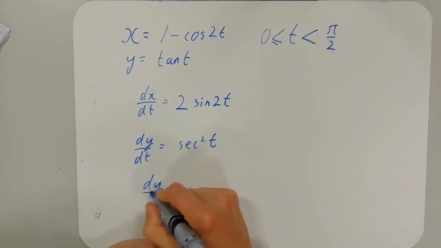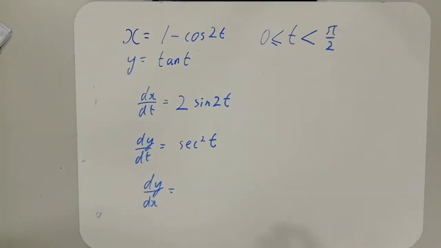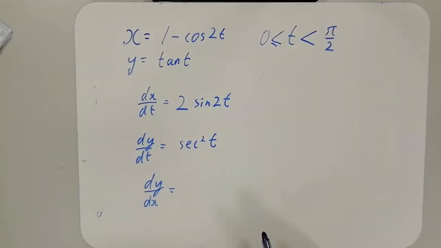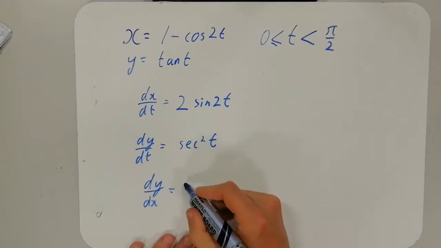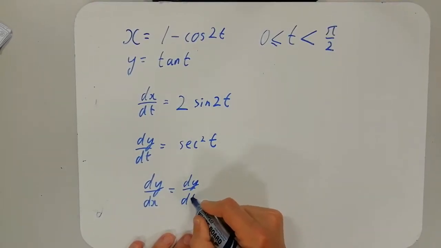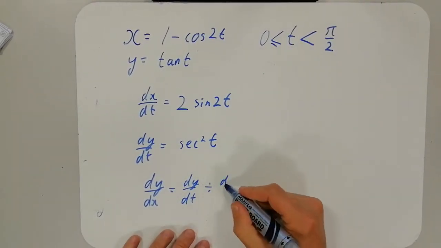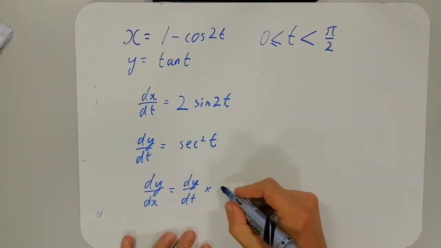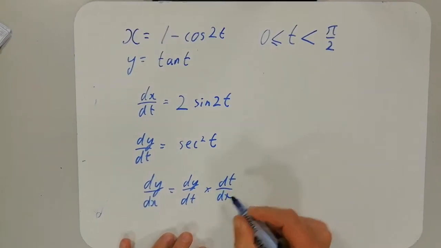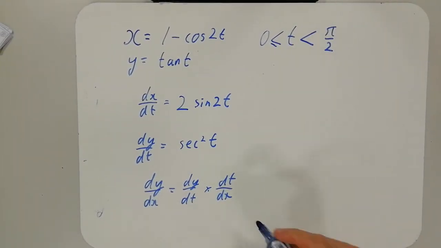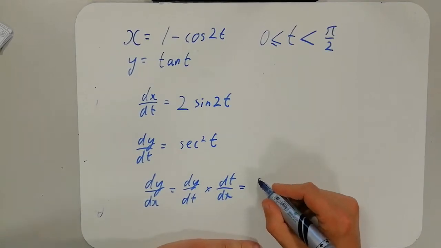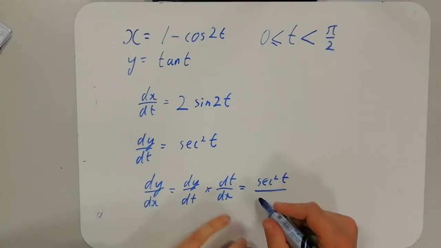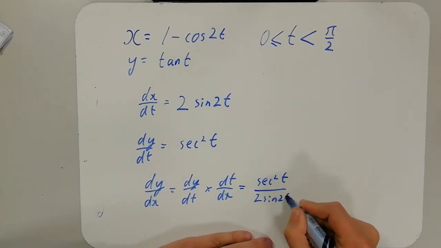So how do we find dy/dx? We're probably spotting by now that once we've got two different derivatives, we can use the chain rule to manipulate them into what we want. dy/dt divided by dx/dt, or to see it a nicer way, multiplied by dt/dx. Again, imagine those dt's cancel out, which will leave us with sec squared t over 2 sine 2t.